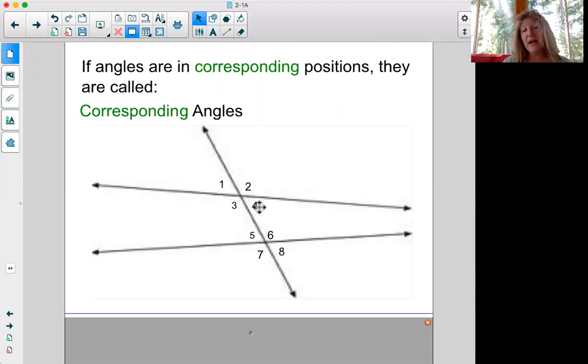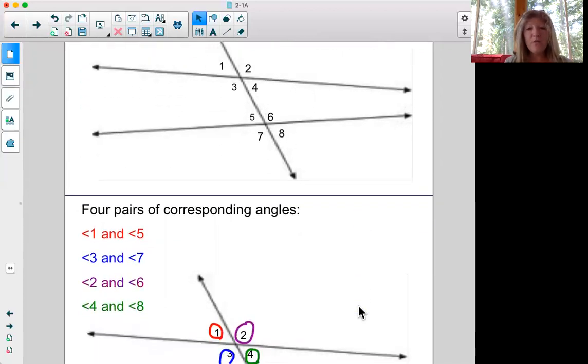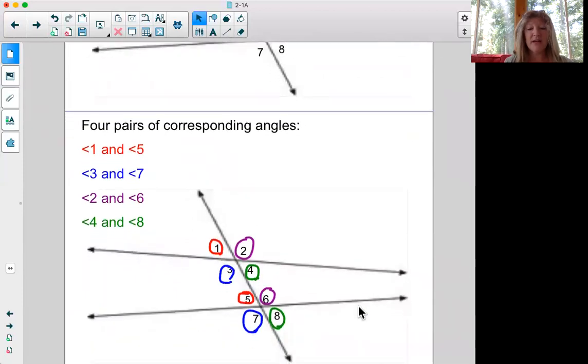You could also look at angle 4. Angle 4 is below her line and to the right of the transversal. And so is 8. 8, in this other zone down here, is also below her line and to the right of the transversal. And so they're in corresponding positions. And with corresponding angles, there are actually 4 pairs formed.